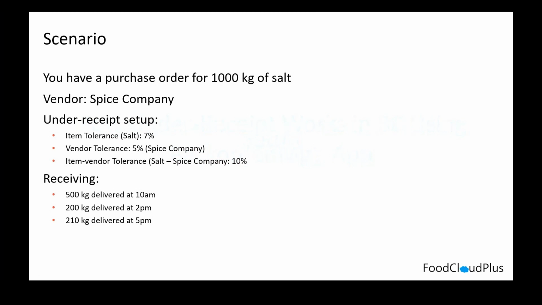Now let's assume this scenario. We receive 500 kilograms at 10 a.m. We receive 200 kilograms at 2 p.m. and we receive 210 kilograms at 5 p.m. We still have not completed the full purchase order because we would need to receive about 90 kilograms more to complete the full 1,000 kilogram requirement. However, with the Backorder Management app, we can actually complete this purchase order despite the unfulfilled quantity.